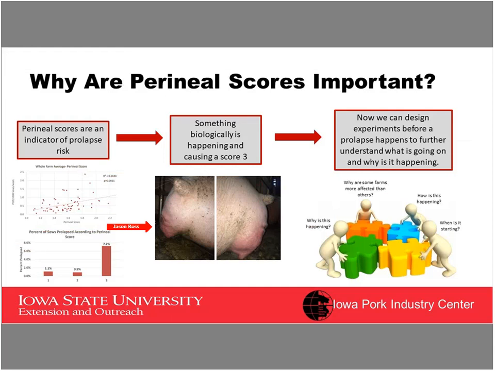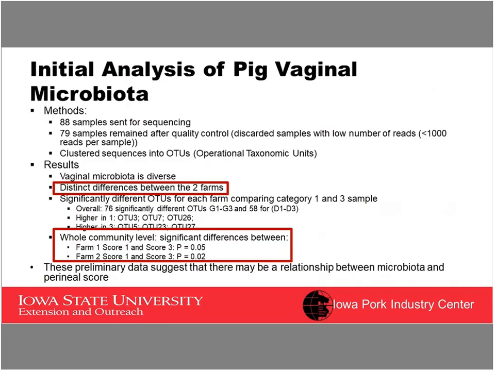And so our perspective on that approach, at least, is to design experiments before prolapse happens, so that we can either further understand the biology of what's going on with sows that have this perineal score, or can we develop a mitigation strategy, whether it's a specific treatment, to help reduce the risk of prolapsing in these sows that are scoring higher and have a higher perineal score.